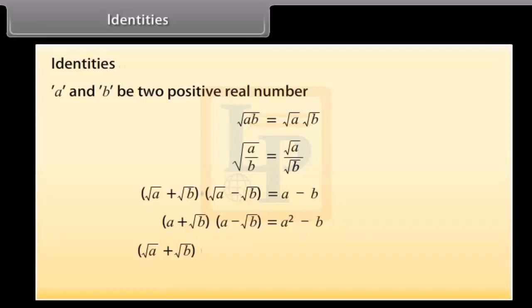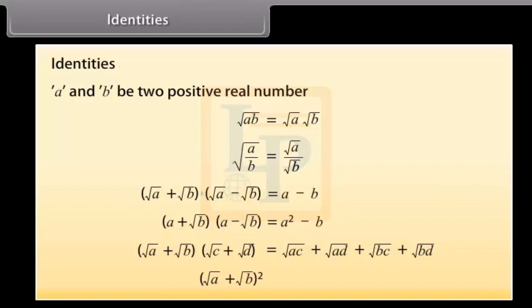Square root of a plus square root of b into square root of c plus square root of d is equal to square root of ac plus square root of ad plus square root of bc plus square root of bd. Square root of a plus square root of b whole square is equal to a plus 2 square root of ab plus b. We can use these identities to solve many expressions.